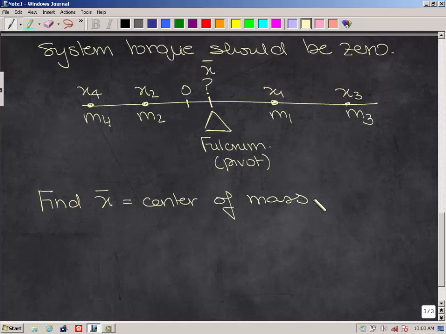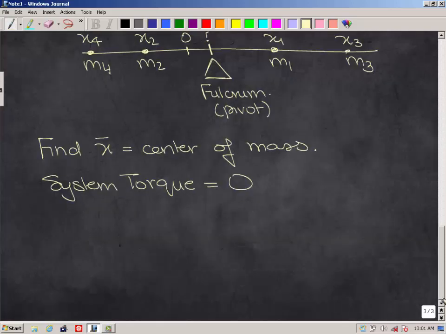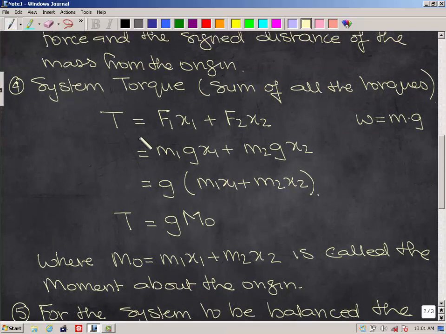For that to happen, what did we just learn? The system torque has to be 0, because if the system torque is 0, there's no rotation. So what is our system torque? If you recall, the system torque was the sum of all torques, and each torque is the product of force times signed distance, which we ended up writing this way.